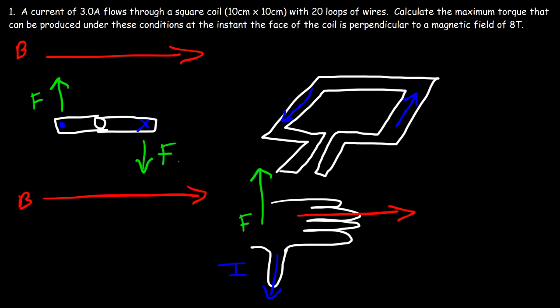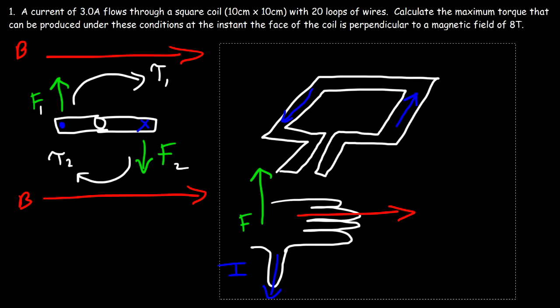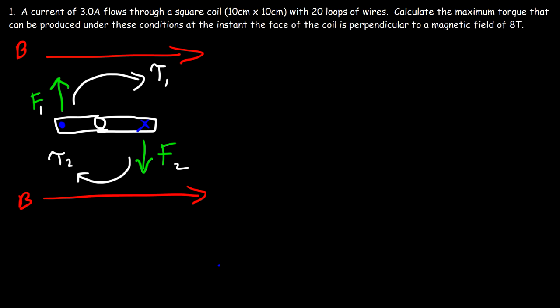So notice that these two forces will create a torque. Let's call this F1, F2. F1 will create a clockwise torque, which we'll call torque 1 or tau 1. And F2 will also create a clockwise torque. So these torques support each other. Therefore, the net torque is the sum of those two individual torques. So the net torque is going to be tau 1 plus tau 2.